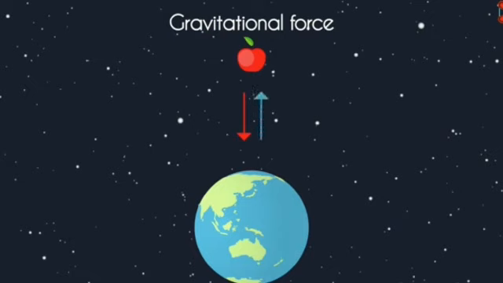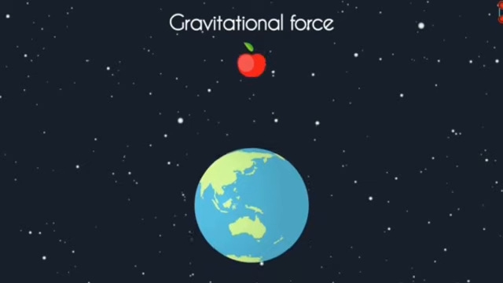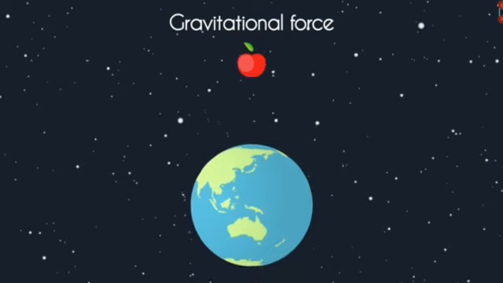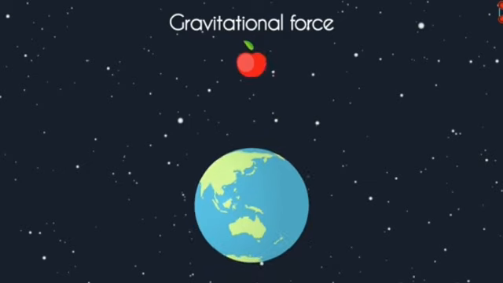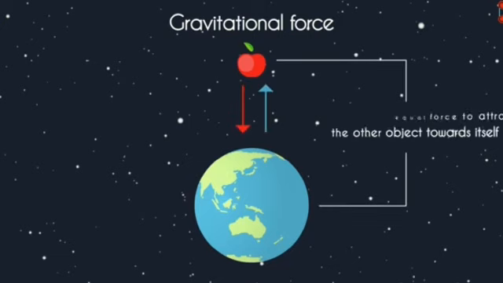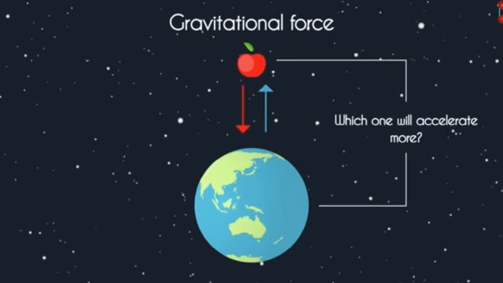So, does the apple fall towards the earth, or does the earth move towards the apple, or do both move towards each other? Actually, simple logic. This is the earth and the apple. Based on what we have learnt about gravitation, both apply an equal force to attract the other object towards itself. So, if the forces are equal, which one would accelerate more?